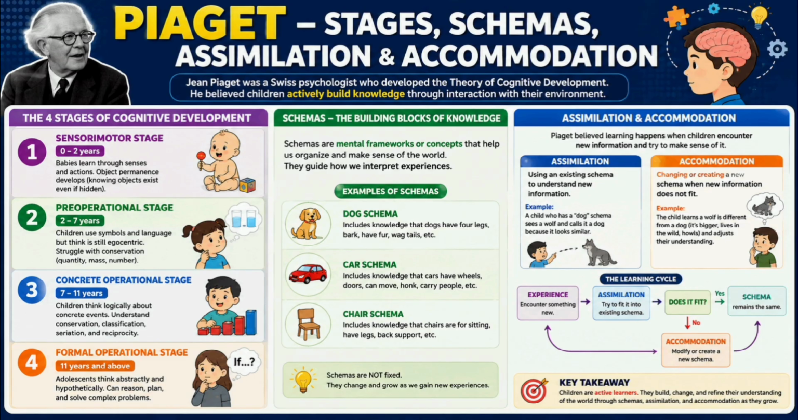So, Jean Piaget's theory teaches us an important idea. Children are active constructors of knowledge. They do not simply receive knowledge from teachers. They build and organize their understanding through interaction with their environment. Their schemas develop through assimilation and accommodation, and their cognitive abilities progress through four major stages: sensorimotor, preoperational, concrete operational, and formal operational.